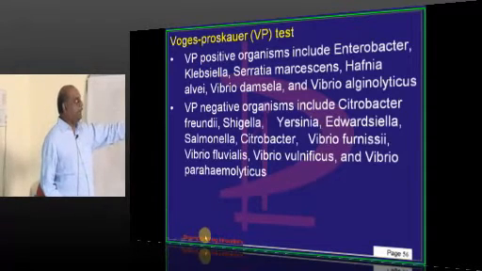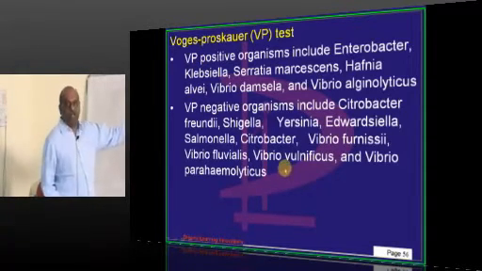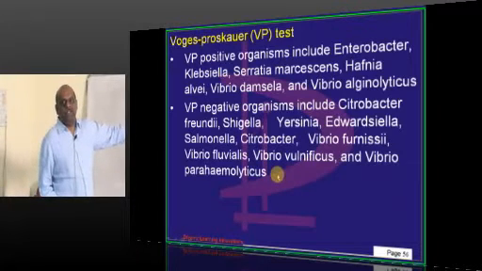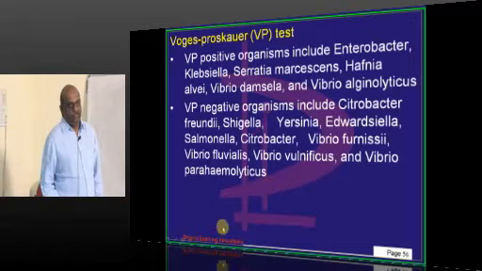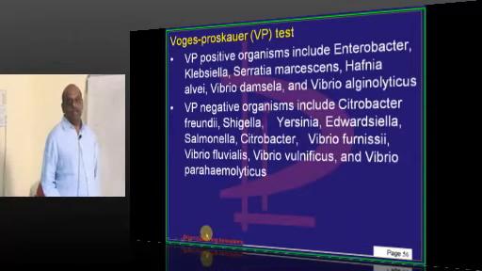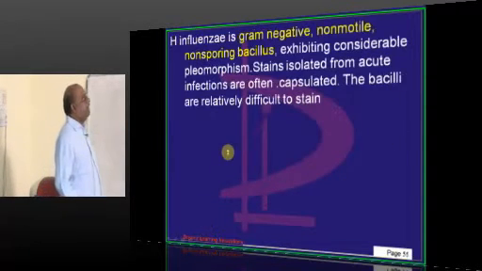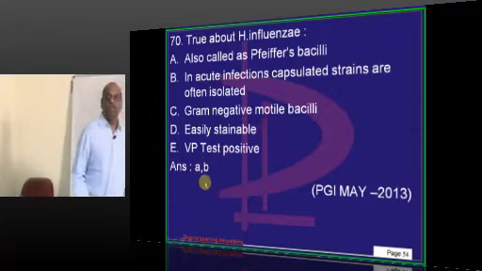And also you have VP negative organisms like Shigella, Salmonella. What are all these? They are all basically gram-negative organisms. They are divided into VP positive, VP negative. That's the point. So once more a question can come from this list of VP, Voges-Proskauer's reaction.